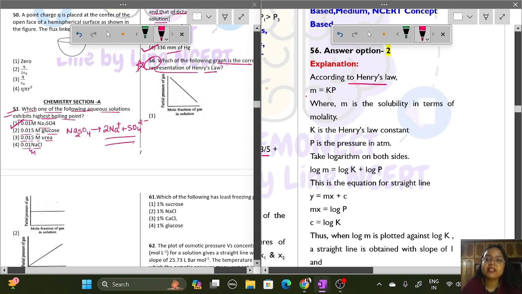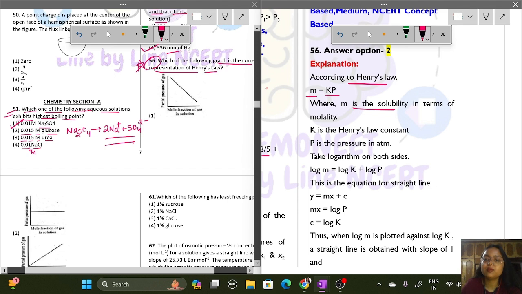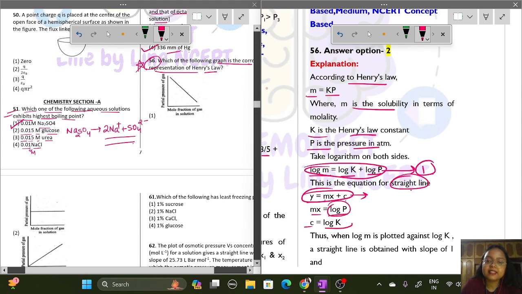Now according to Henry's law, we know that M is equal to Kp. Here M is the solubility, K is the Henry's constant, and P is the pressure. Now when we take the log on both sides, what will happen? Log M is equal to log K plus log P, and when we compare this equation with y is equal to mx plus c, it is the equation for a straight line. So it comes that mx is log p and c is equal to log k.